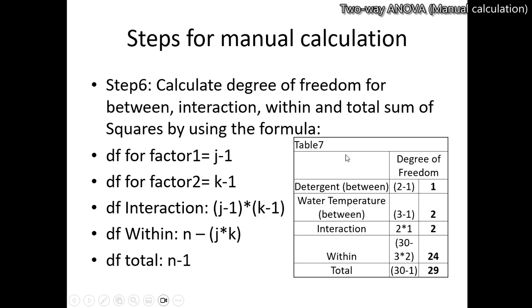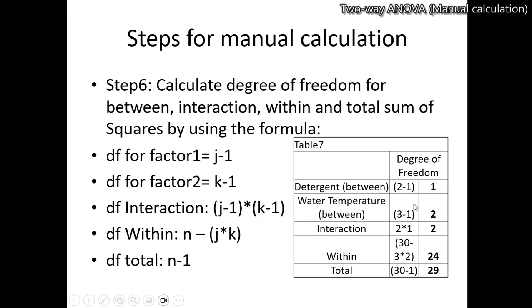We have table number 7, the degrees of freedom for the different sources. The degree of freedom for detergent between is 1, and for water temperature it is 2. For the detergent we have two categories, detergent X and detergent Y, so we subtract 1 and obtain a degree of freedom of 1. For water temperature between, the total number of categories is 3, we subtract 1, so we get a degree of freedom of 2.